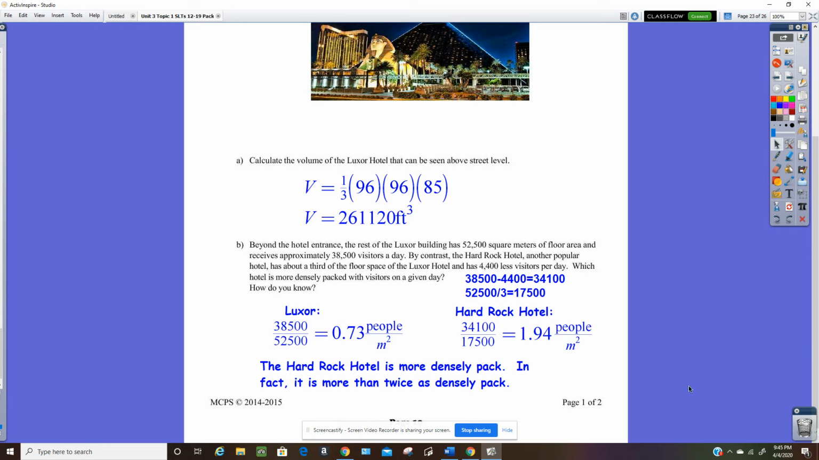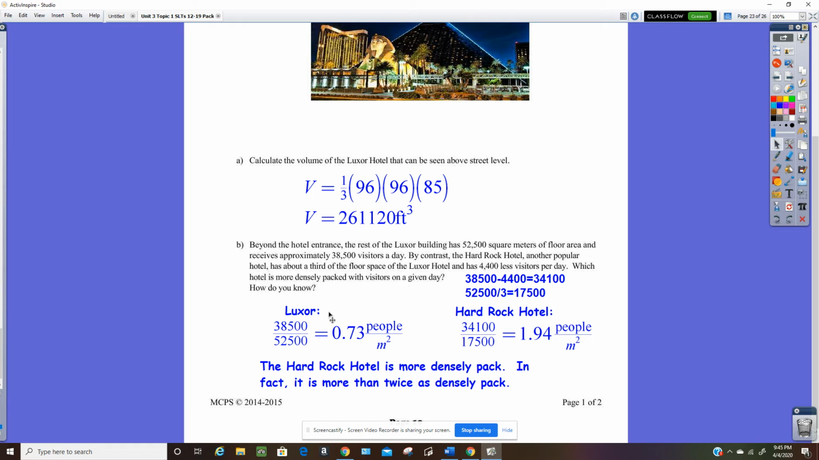And then the second part of that: beyond the hotel entrance, the rest of the Luxor building has 52,500 square meters of floor area and receives approximately 38,500 visitors a day. By contrast, the Hard Rock Hotel, another popular hotel, has about a third of the floor space of the Luxor and has 4,400 fewer visitors a day. Which hotel is more densely packed with visitors on a given day?